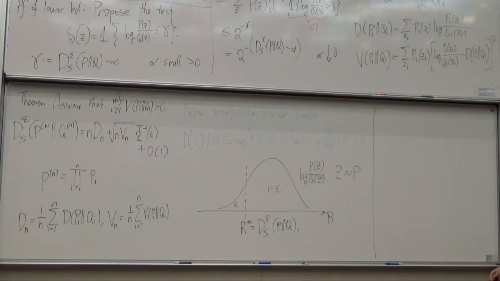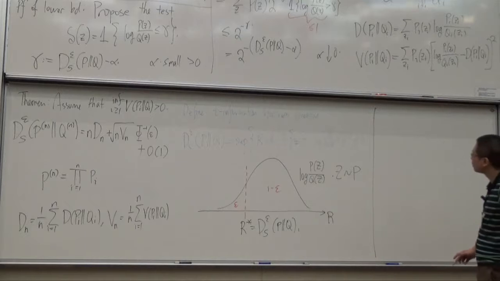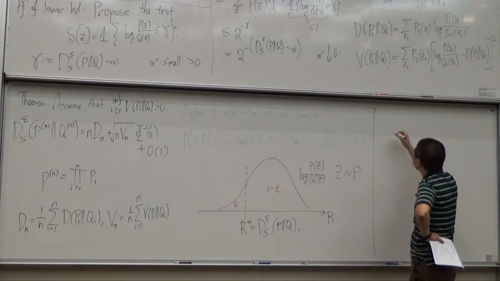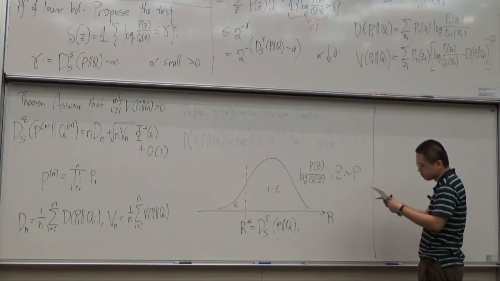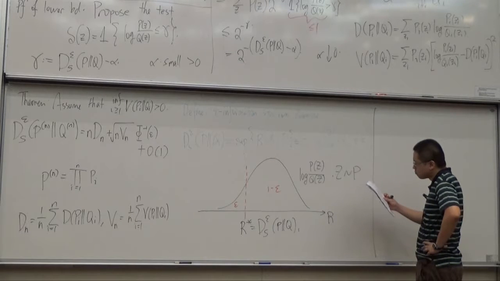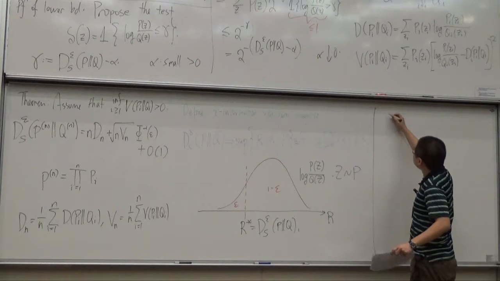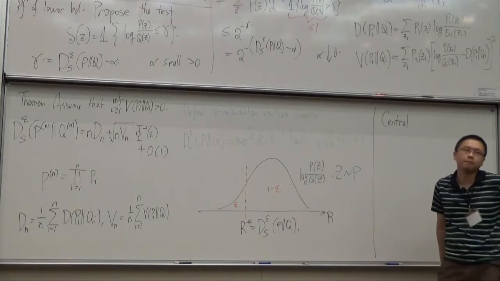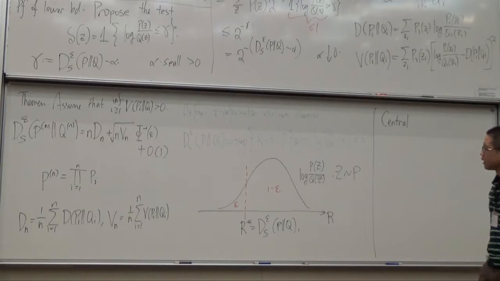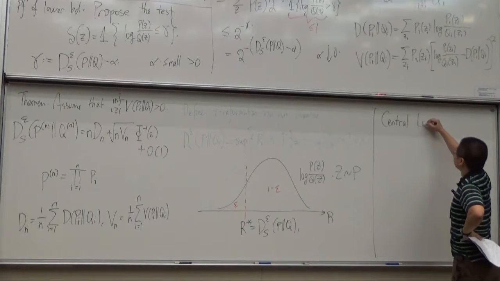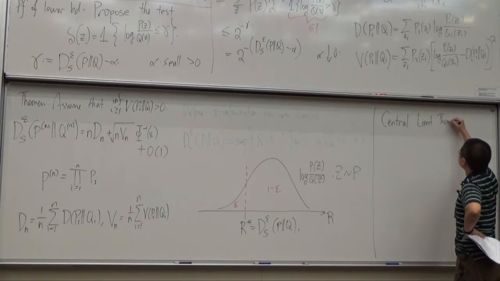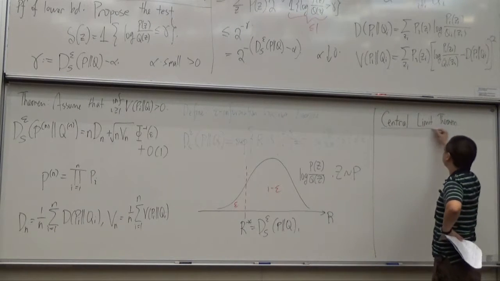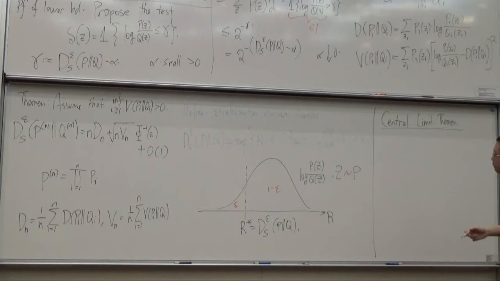For this we need to recall some basic facts from probability. Let us recall what the central limit theorem is. That will turn out to be useful. You must have heard of this before, but let me just remind you of the way that we are going to use it.